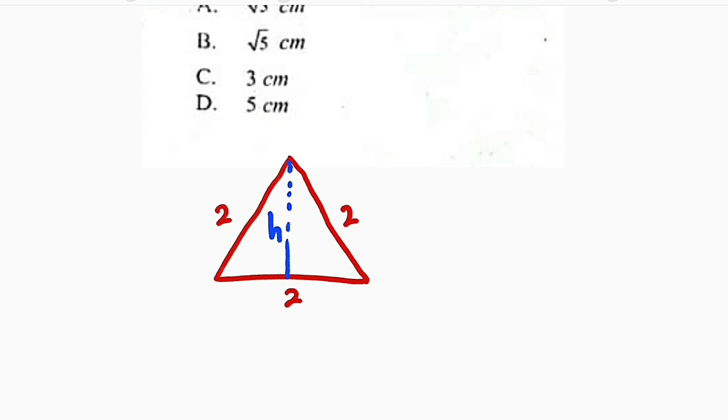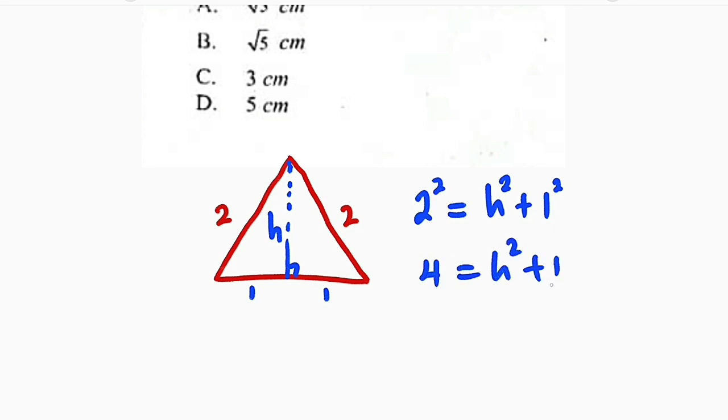We are looking for the height. So let's call it h. So if you partition this side, you're going to have 1, 1 each. So let me remove this 2 and replace it with 1 and 1, make it 2. So we can use either of the right angle triangles. Let's use this one. According to the Pythagoras, hypotenuse squared, which is 2 squared, is equal to the opposite squared, which is h squared, plus adjacent squared, which is 1 squared. This is 4 equal to h squared plus 1.